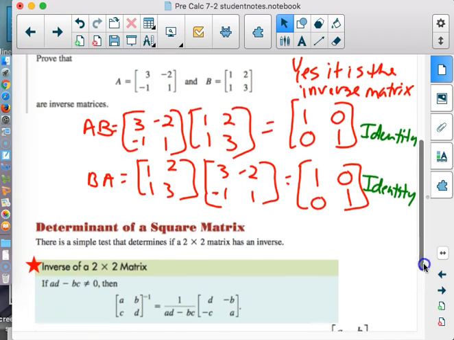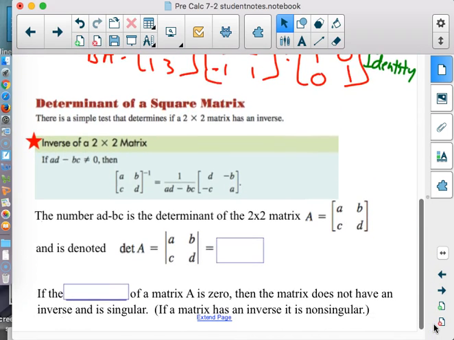But notice so far, we've been talking just about square matrices. And square matrices do a lot of things that non-square matrices don't. Now, the determinant of a square matrix is a really important number that's associated with a matrix. And it says there's a simple test that determines whether or not a square matrix will even have an inverse. And that is the determinant. So if we can find the determinant and the determinant is not 0, then it has an inverse.